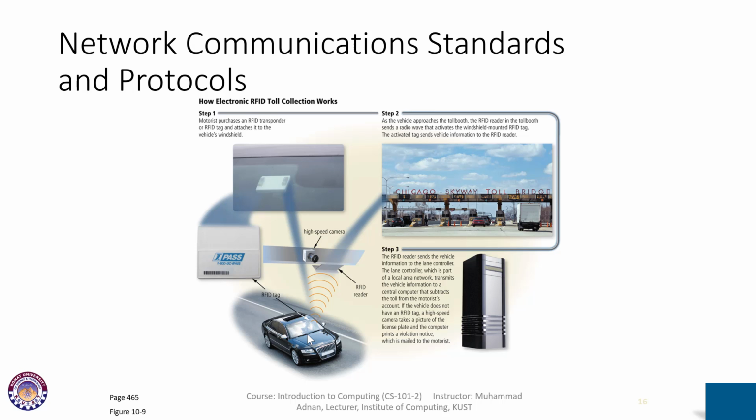If a vehicle does not have an RFID tag, a high-speed camera takes a picture of the license plate and the computer prints a violation notice, which is mailed to the motorist. So with an RFID tag you can use it in a toll plaza for bill submission or road tax submission, whatever you like. It removes all the manual work and saves a lot of time.